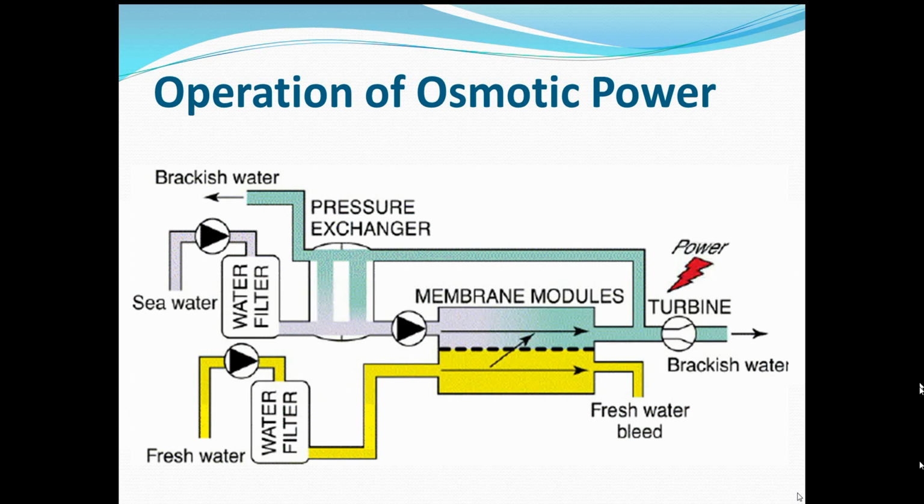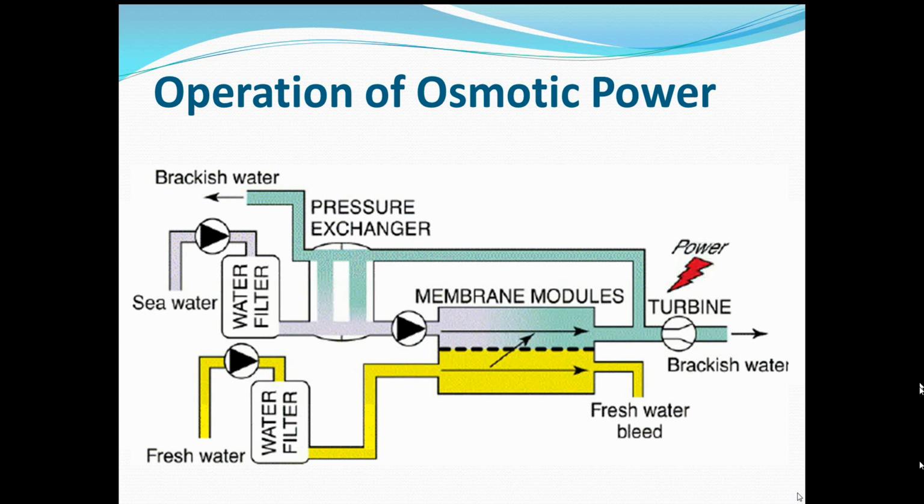This diagram shows the basic units that are required in an osmotic power plant. If we see from the top, we have the seawater flowing into the water filter, and below we have fresh water flowing into the water filter. Now, what is the use of this water filter? Both fresh and seawater can have impurities and debris, and can clog the semi-permeable membrane modules.